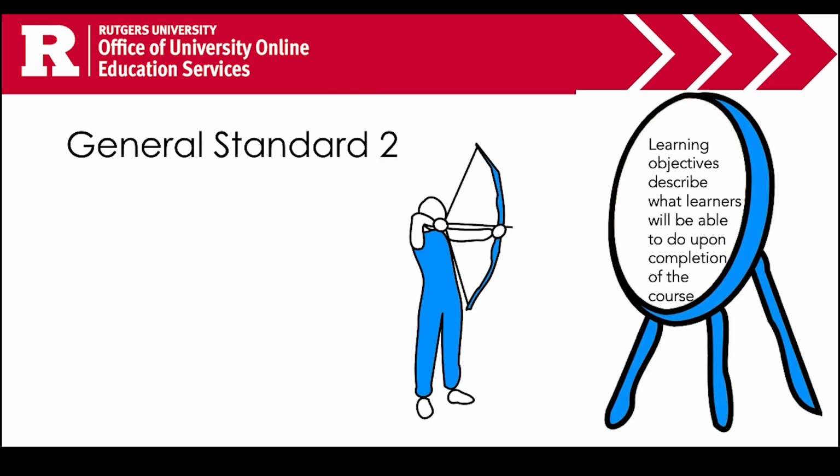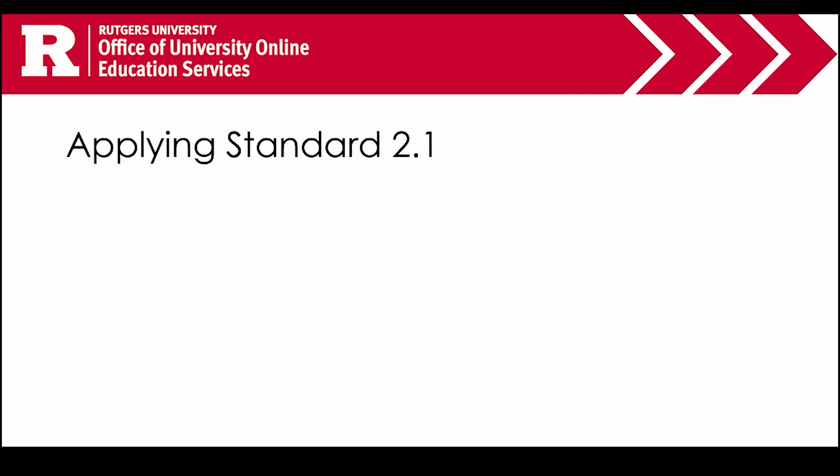Let's now consider General Standard 2, which addresses learning objectives. The learning objectives establish a foundation upon which the rest of the course is based. They signal to your students what skills they will work on and master if they successfully complete the course. We'll use Standard 2.1 as an example to see how we can apply these practices to our courses.